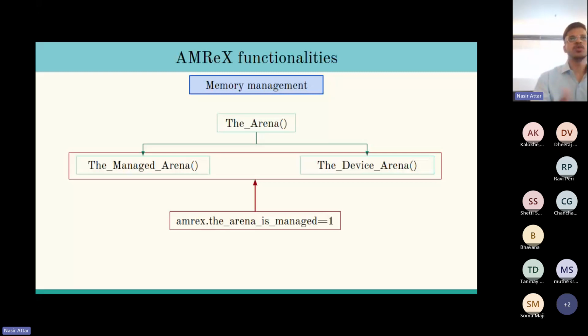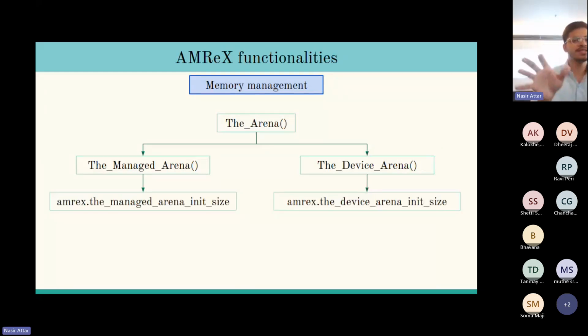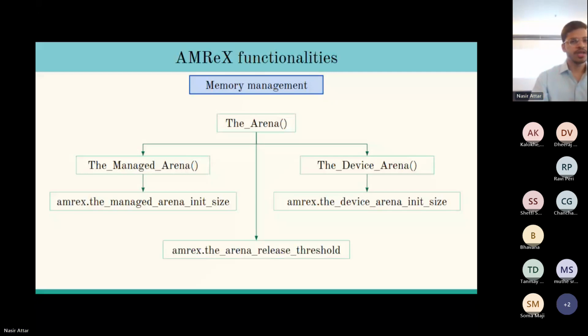But in case you say, oh, I don't want that to happen, I want them to be separate pools of memory, that is also something you can achieve by setting that parameter to zero. For these different memories, you can also specify the initial size that you want them to have. So if you want to control the problem to that level, you also have that opportunity.